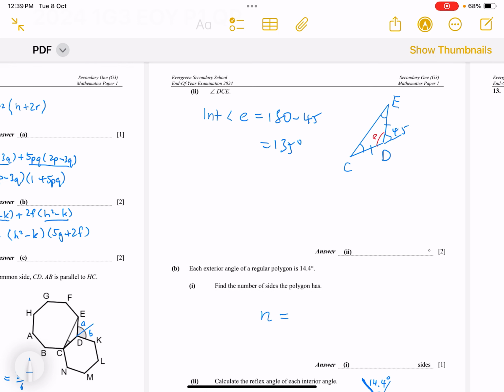Alright, so we know that triangle CDE is isosceles. Therefore, the angle that we want to find, angle DCE, is actually 180 minus 135 divided by 2. Okay, the reason is isosceles triangle. Right, that gives us 22.5 degrees.